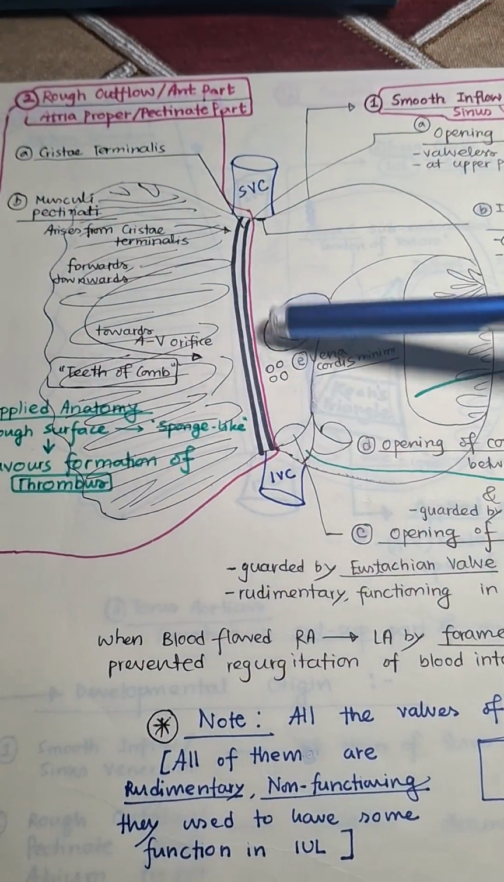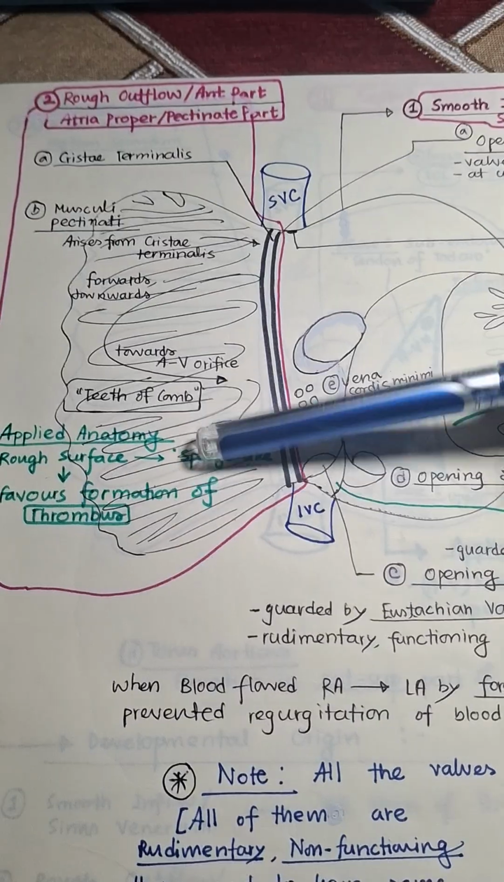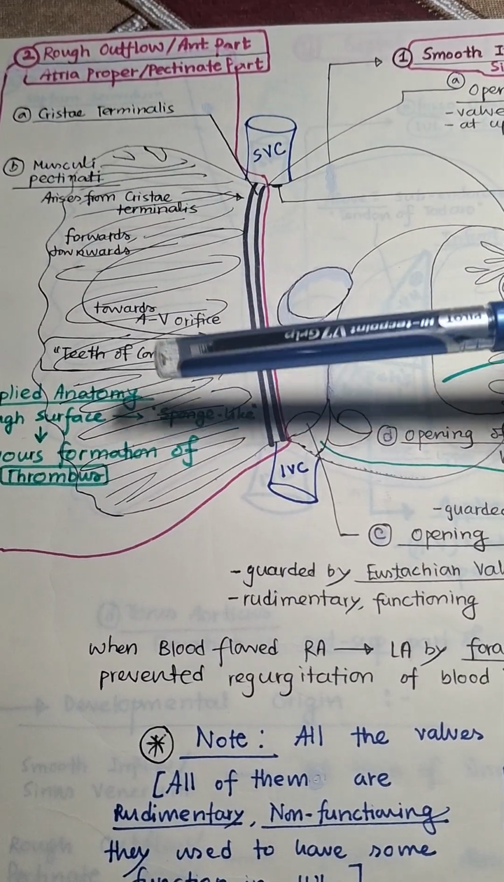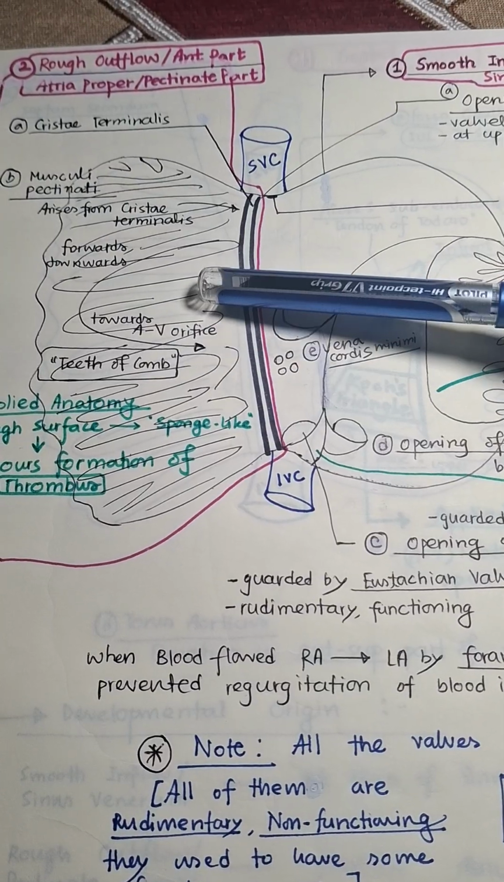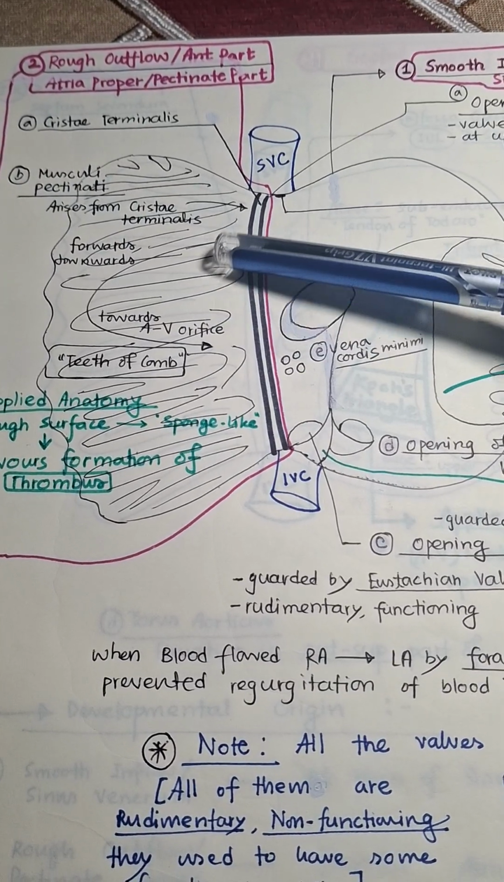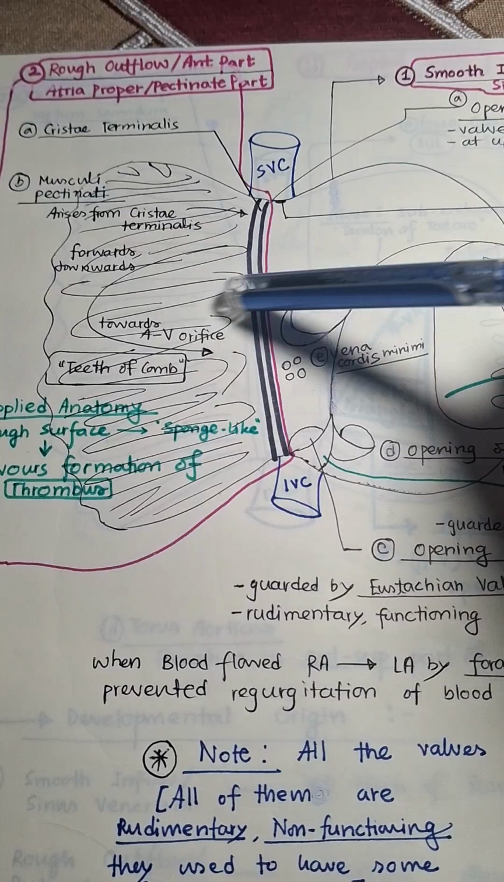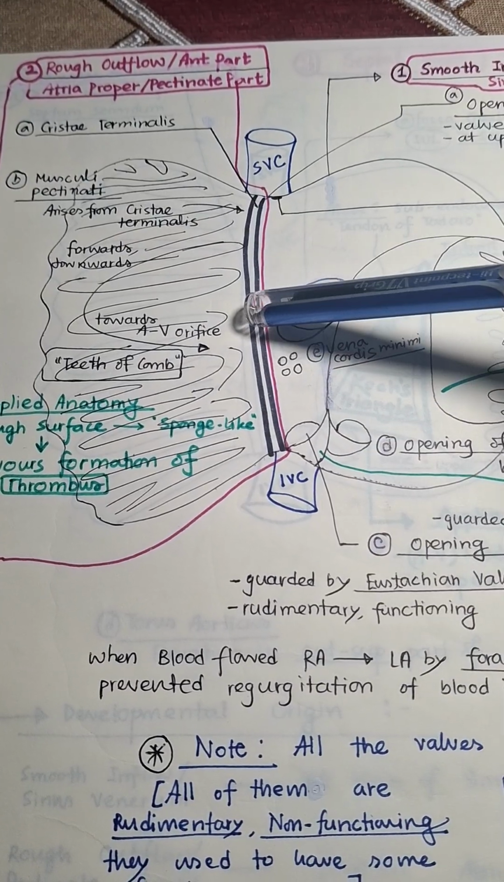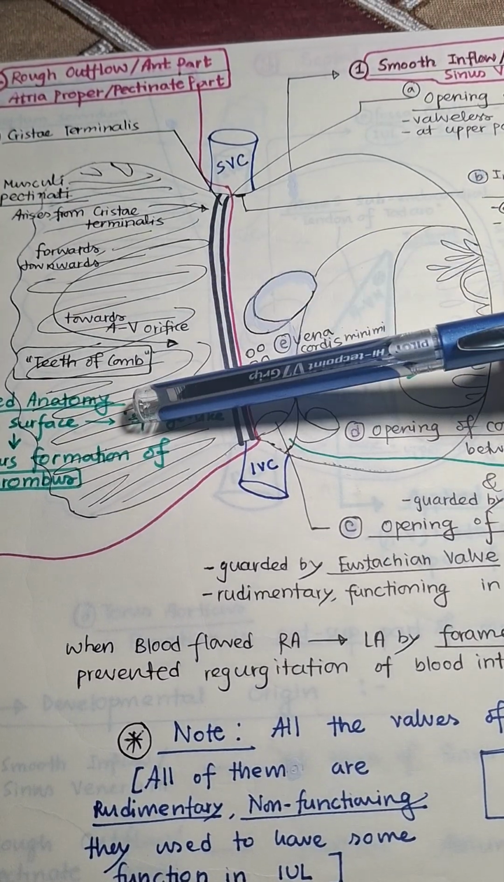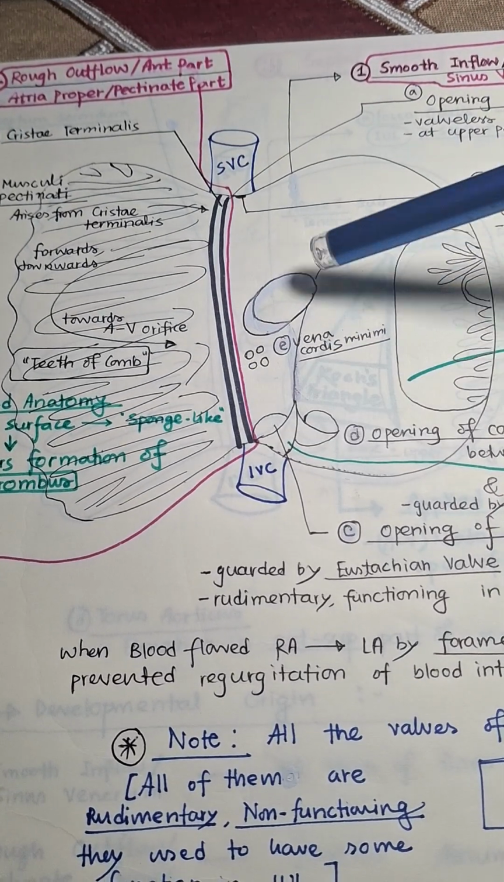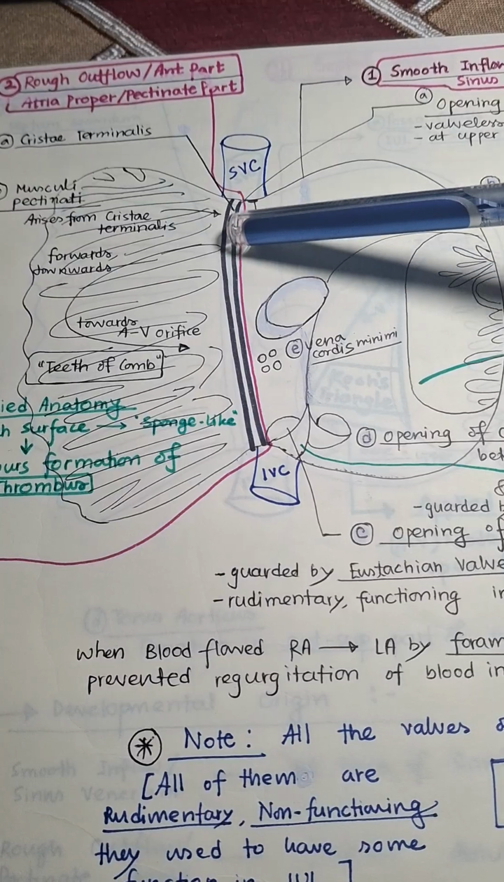The rough part is the outflow part, which contains the crista terminalis and the musculi pectinati. These are all muscle layers present in the transverse direction from the crista terminalis towards the atrioventricular orifice. And this is all about the rough part. This is the cut margin basically.